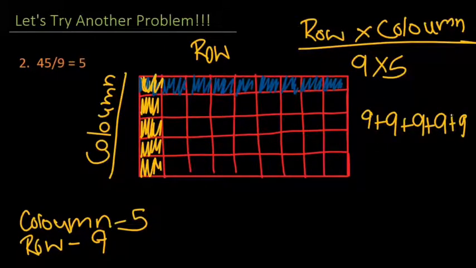9 plus 9 is equal to 18. 18 plus 9 is equal to 27. 27 plus 9 is equal to 36. And finally, 36 plus 9 is equal to 45. So we have 45. That means we got our answer right. That was another method I wanted to show you. So I wanted to show you those 2 different methods.